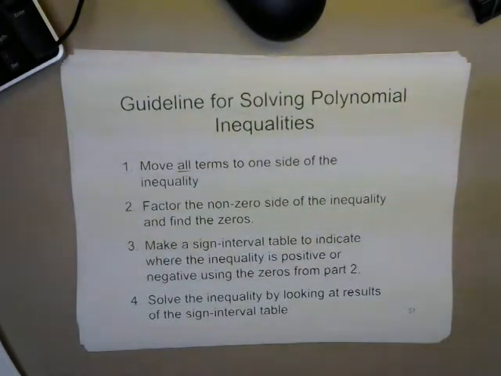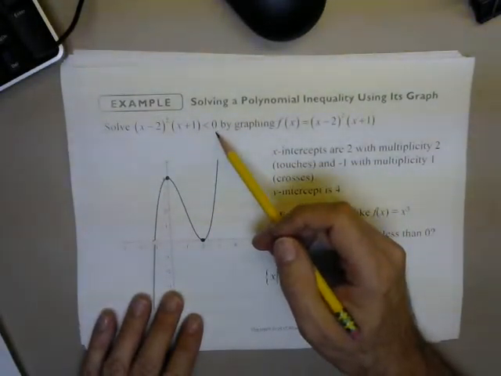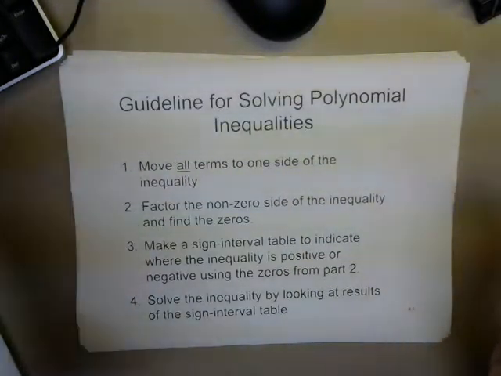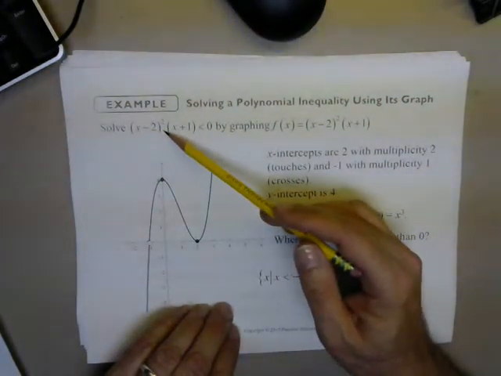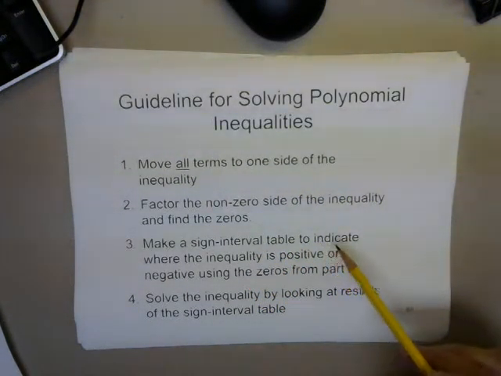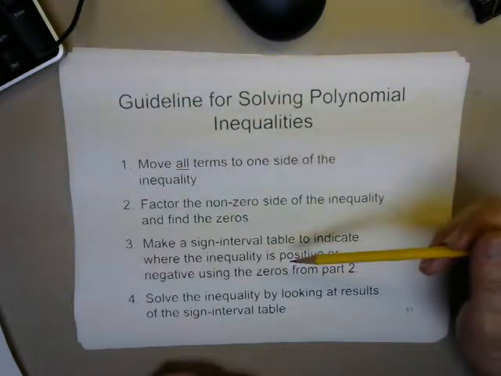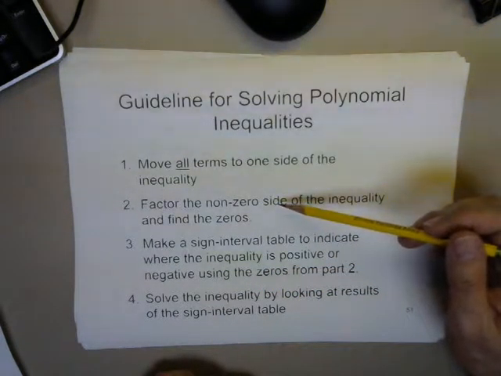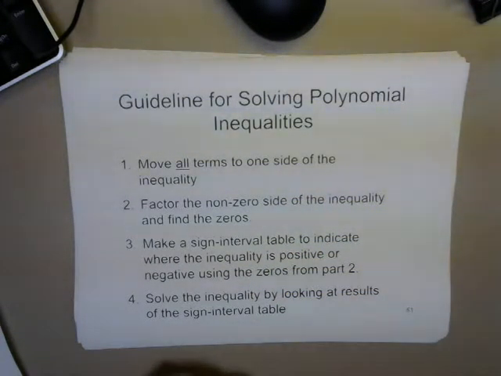So let's look at the guideline for solving polynomial inequalities algebraically. What you want to do is move all terms to one side of the inequality, in other words, make one side 0, like we did here. In this case, you don't have to do anything because it's already 0. Then factor the non-zero side. In this case, this side is already factored. Then make a sign interval table, just like we did at the end of chapter 4, and determine where the inequality is positive or negative using the zeros that we found from factoring. Then you solve the inequality by looking at the result of the sign chart.